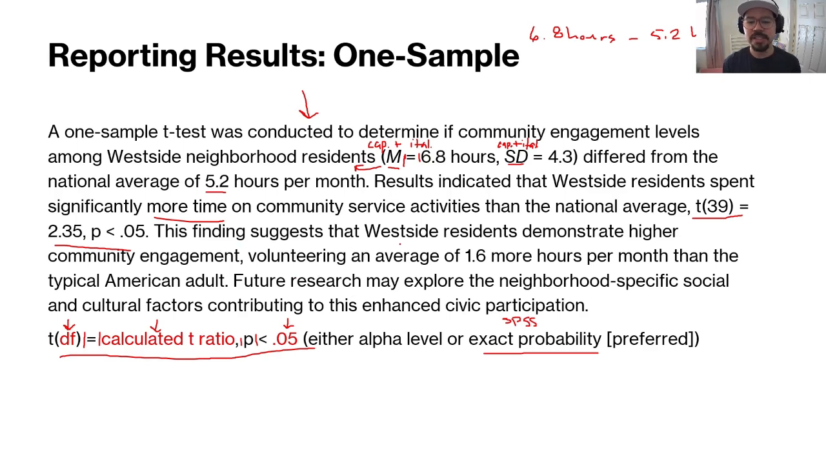So this finding suggests that Westside residents demonstrate higher community engagement. How do we know it's higher? Because again, we calculate an average of 6.8 for our residents. That is more than the national average of 5.2. So volunteering an average of 1.6 more hours per month than the typical U.S. adult. That's really a catch for me.